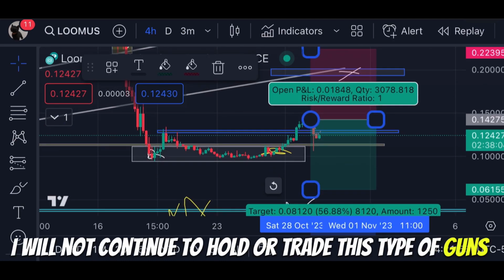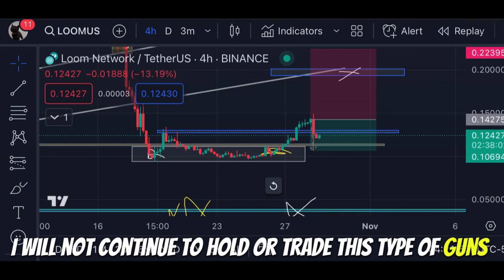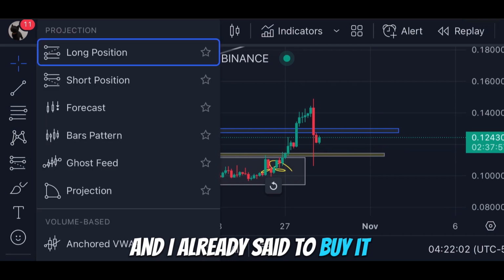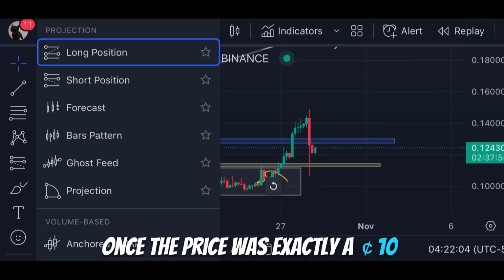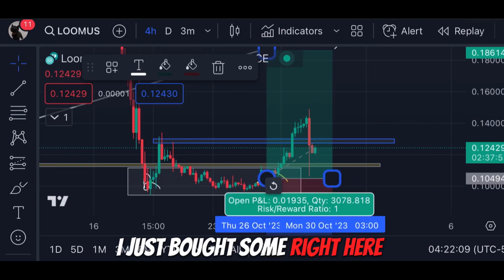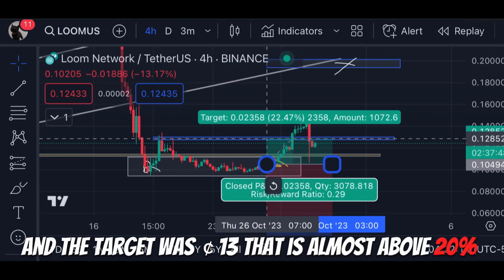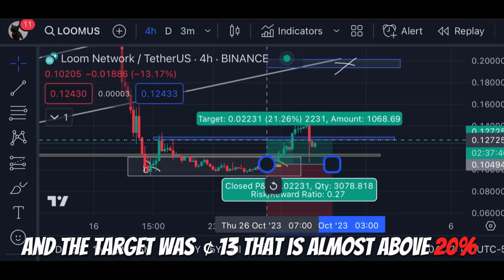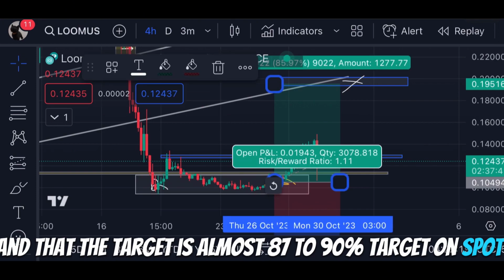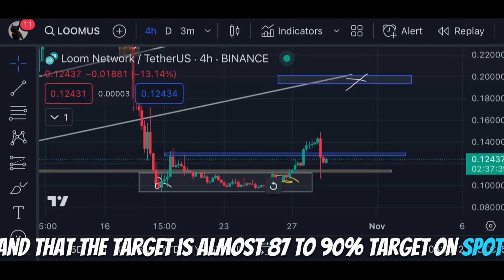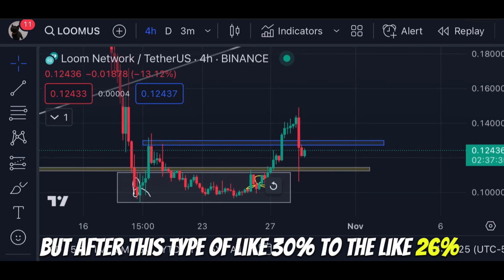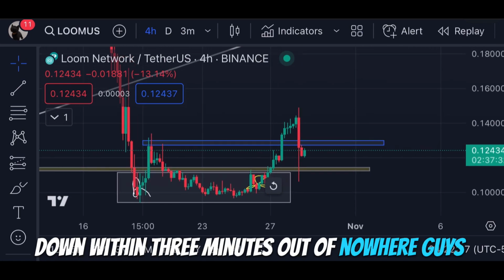I will not continue to hold or trade these types of coins, because I already have a buy, and I already said to buy it once the price was at 10 cents, as you guys remember. I bought somewhere right here, and the target was 13 cents, which is almost up 20%. And then my target was 20 cents, which is almost an 87 to 90% target on spot. But then this 26% drop within 3 minutes, out of nowhere, guys.